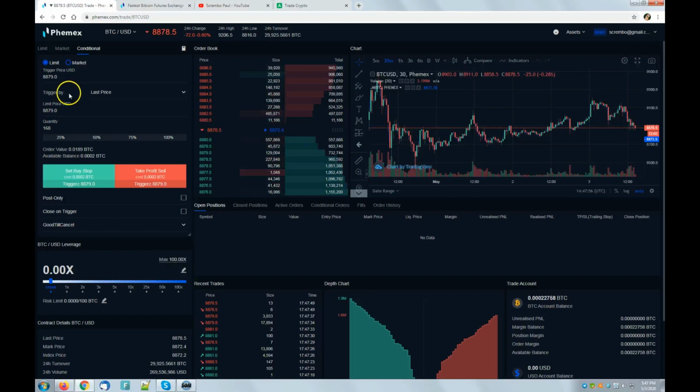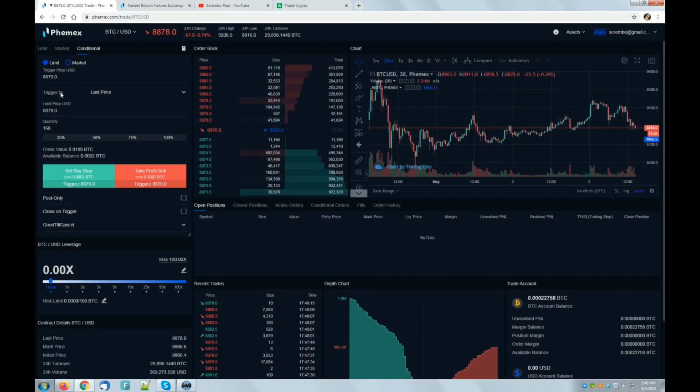It's triggered by something. This is the conditional, because you're conditioning the order to be triggered by something where you have to select right here. Last price or market price, depending on what you want to condition your trade to be triggered. That's how it's going to be triggered in advance.